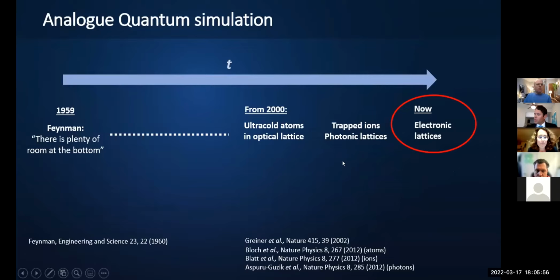This is based on the idea of Richard Feynman. In his lecture, there is plenty of room at the bottom, where he envisioned that we could just put atoms in the spots that we want and create molecules or materials by ourselves. And for 20 years, this has really been realized using ultra-cold atoms in optical lattices, same technology as used for quantum computers, trapped ions, photonic lattices.